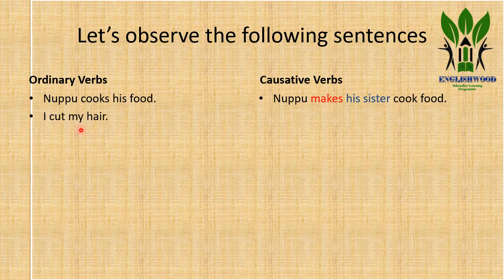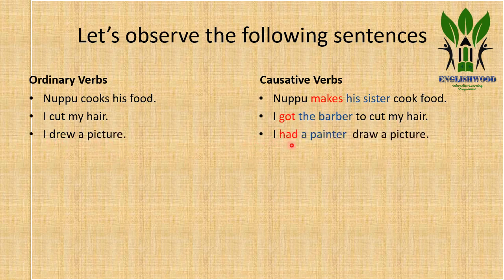Similarly, I cut my hair. I do it myself here, but I got the barber to cut my hair. So, the verb got. Here the agent is the barber, to cut my hair. I drew a picture, but I had a painter draw a picture. So here, drawing by myself, but this verb causes someone to do something, draw a picture. So makes, got, had are the causative verbs.